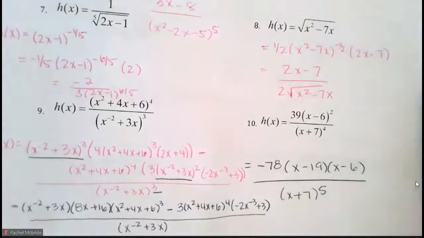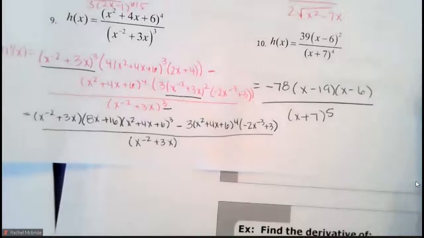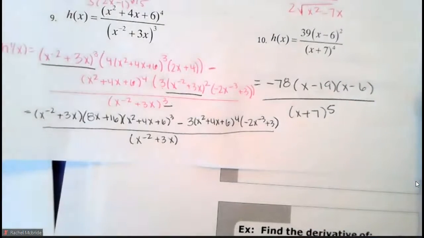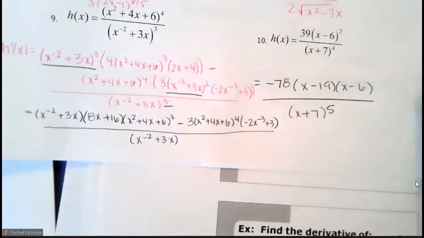And then 9. 9 was a little bit messy, so you had to do your quotient rule. And 10, once again, 10 was actually the second derivative of number 6. So if you got that answer in number 6, basically you were taking the derivative of that again. So again, I did 6 and 10 on a separate sheet of paper, which I can gladly send to anybody that wants to see it.